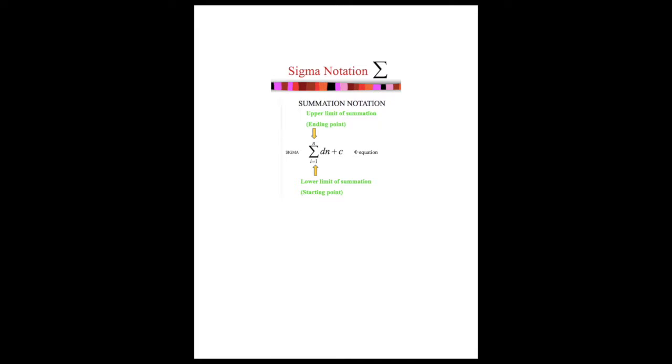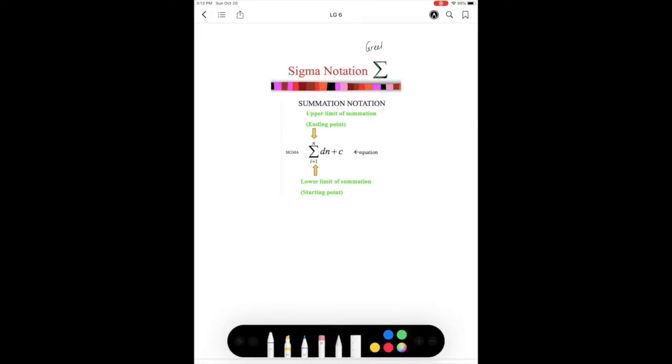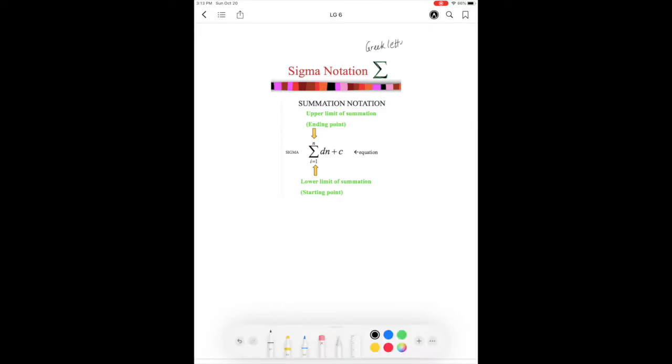All right, we're back, still with Learning Guide 6 now. We're nearing the end and we are on what's called sigma notation. When you see this E-shaped letter, that's called sigma. Sigma is just a Greek letter, and it just means it's a summation of a bunch of numbers, summation.